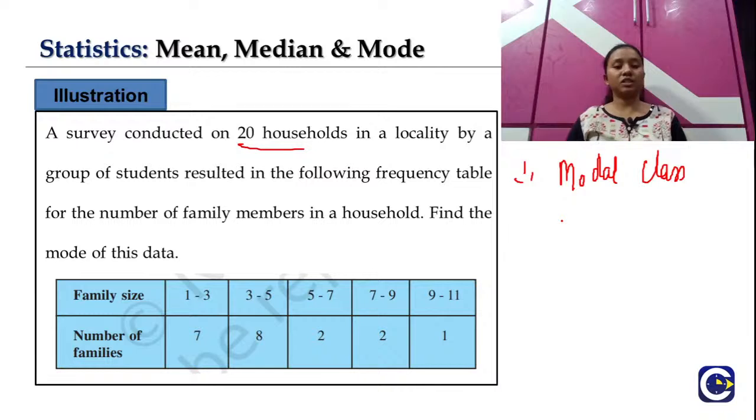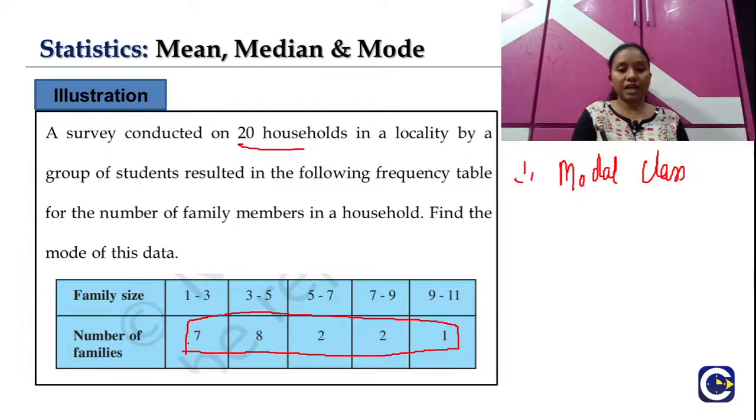So identify the highest frequency. Amongst the given frequencies, what is the highest frequency? 8 is the highest frequency, which means the corresponding class will be the modal class. So 3 to 5 here is the modal class. Now let's write down the formula of the mode.